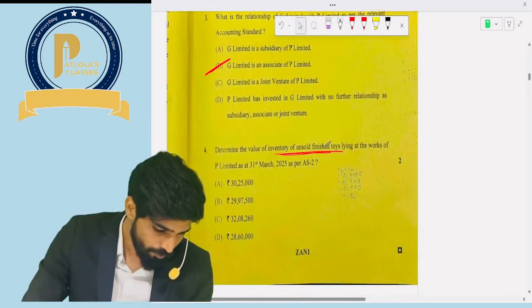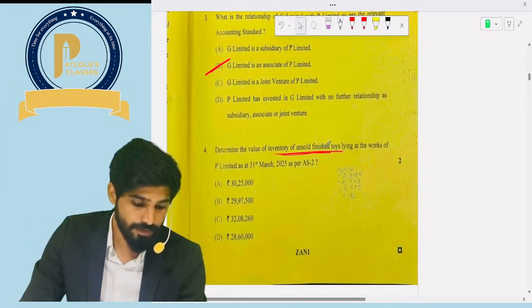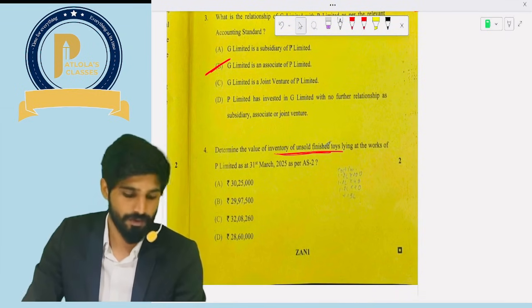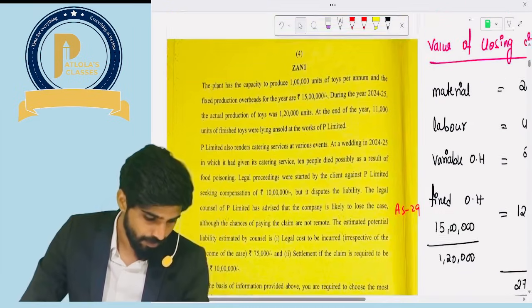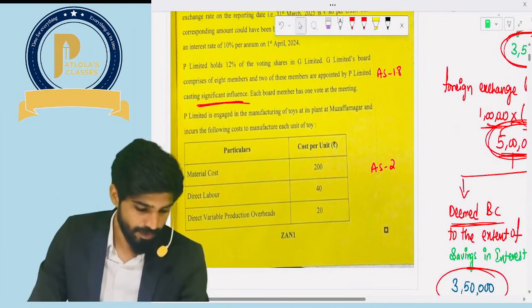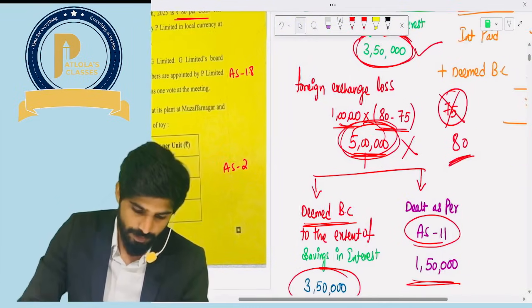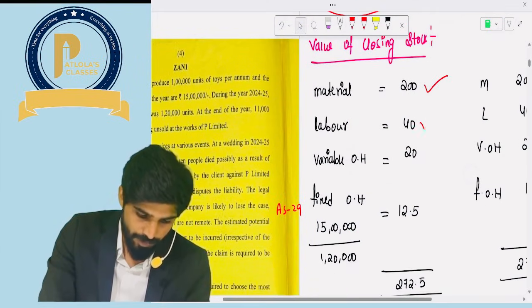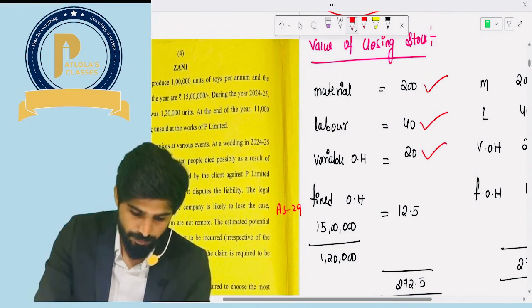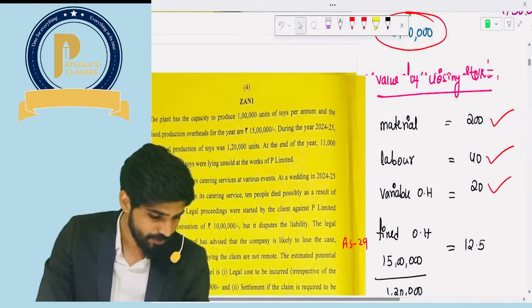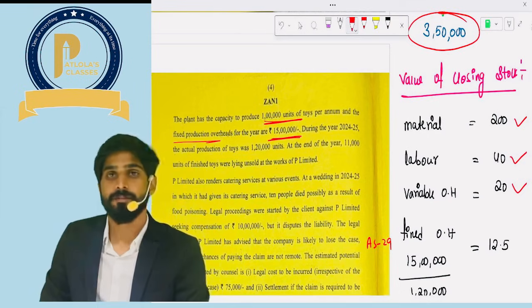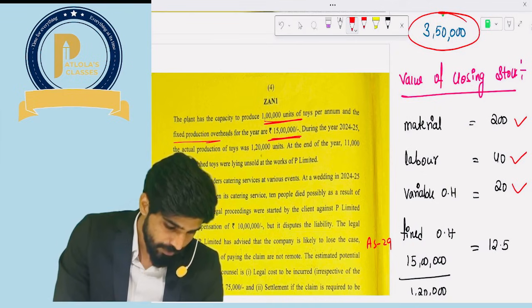Next, determine the value of unsold finished toys. Unsold in the sense we are speaking about closing stock. Here they have given the cost of material, labor and all of those things. Here I have done the working for you. If you check, material cost is 200, labor cost is 400 and the variable overhead is 20. But whereas fixed, the plant has a capacity to produce 1 lakh units and total fixed overheads is 15 lakhs. But please tell me how many units have you manufactured?